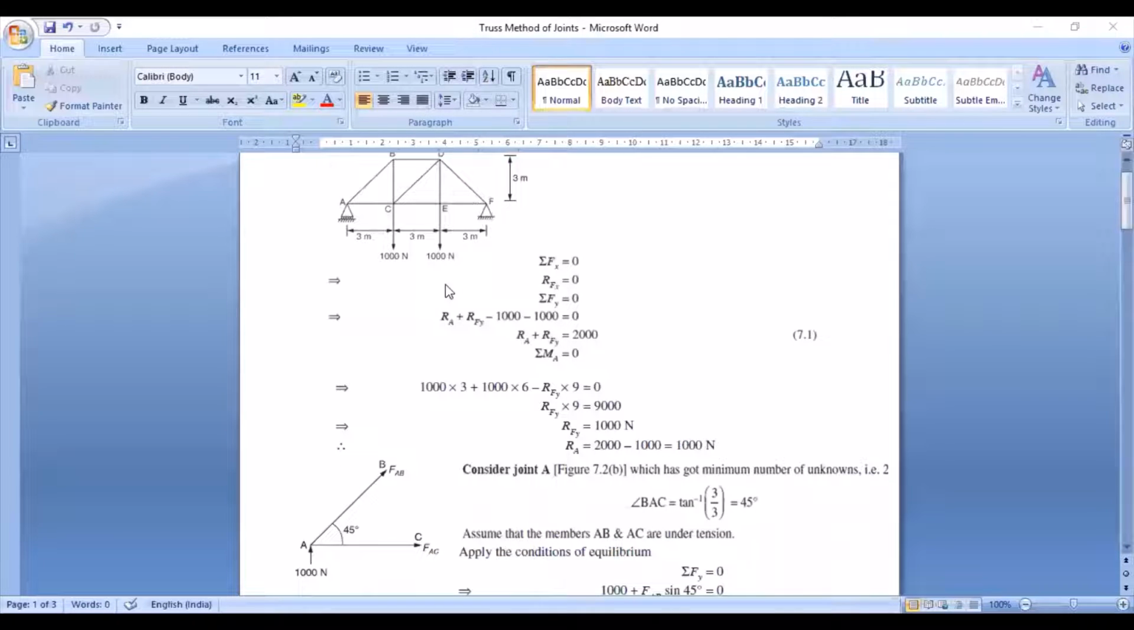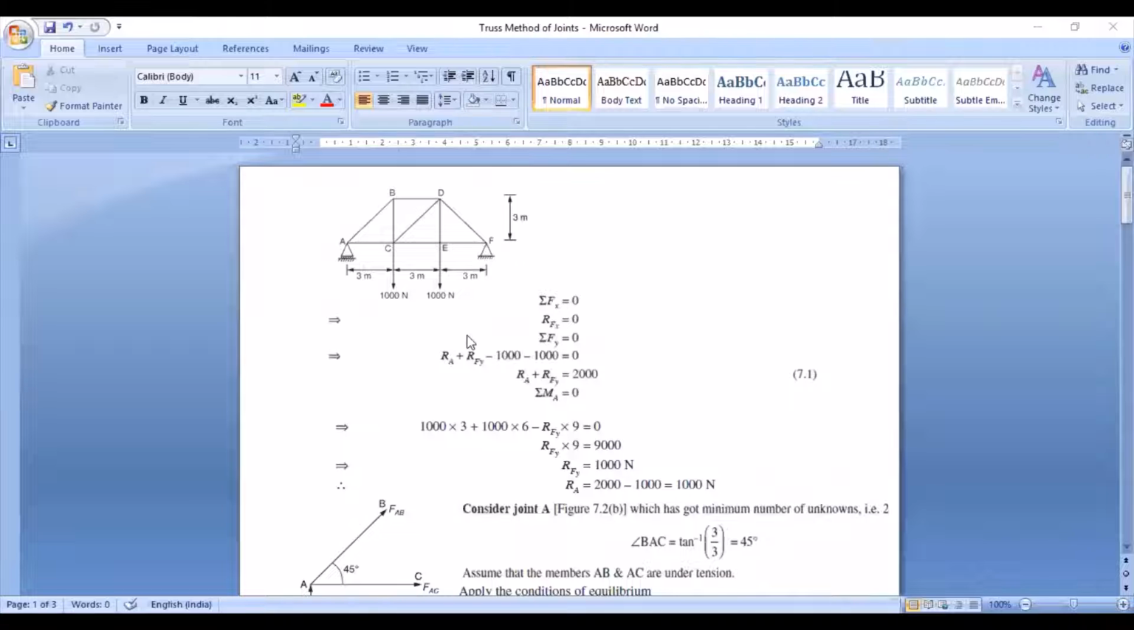So you're supposed to first find out the reactions. Now, yesterday we learned how to calculate the reactions. We know that at A we have a roller, that is we have only one reaction, a vertical one, and at F you have two reactions, one horizontal and one vertical. So first we are going to find out the reactions.